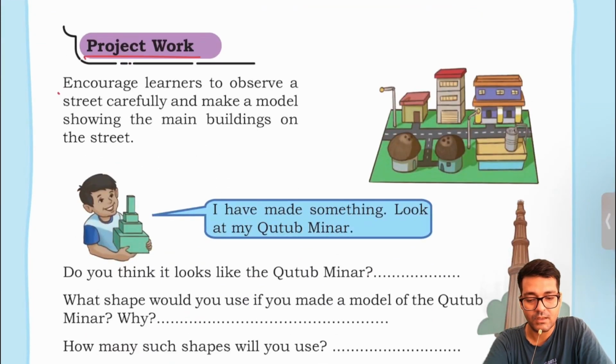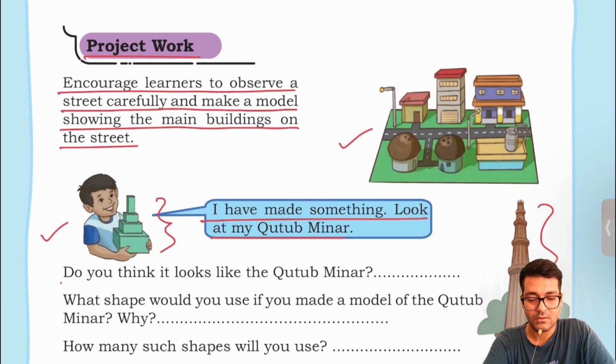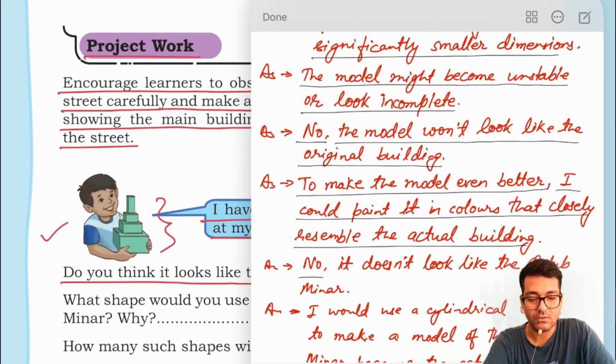Project work. Encourage learners to observe a street carefully and make a model showing the main buildings on the street. Like this. This boy says, I have made something. Look at my Qutub Minar. You can see the boy's model of Qutub Minar. But the actual Qutub Minar looks like this. Do you think it looks like the Qutub Minar? Answer. No, it doesn't look like the Qutub Minar.